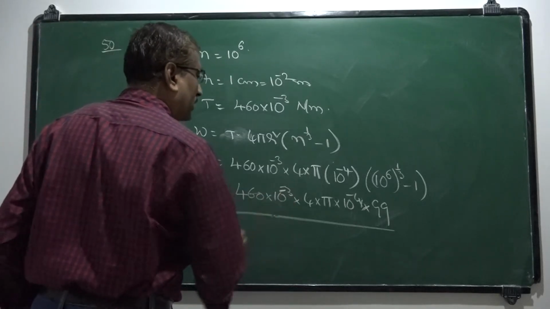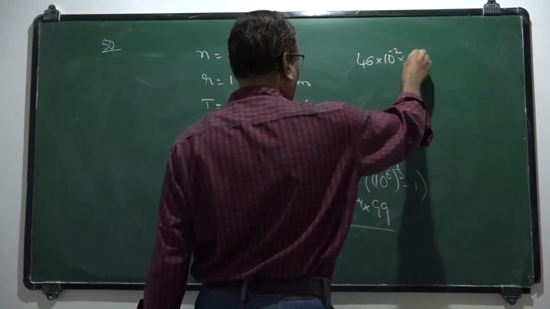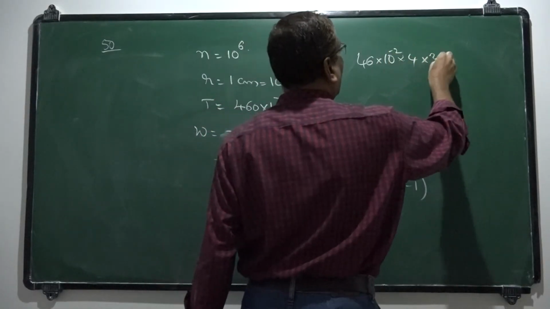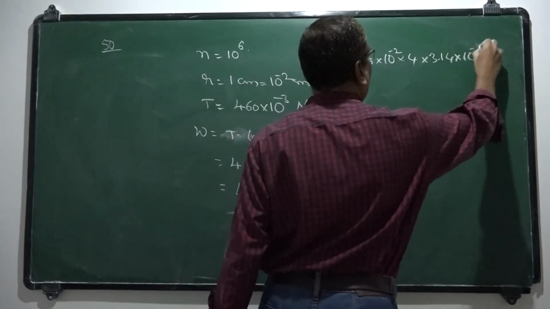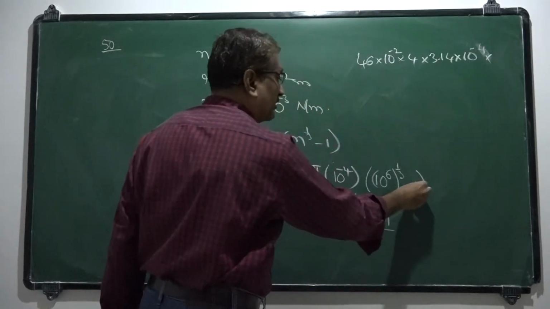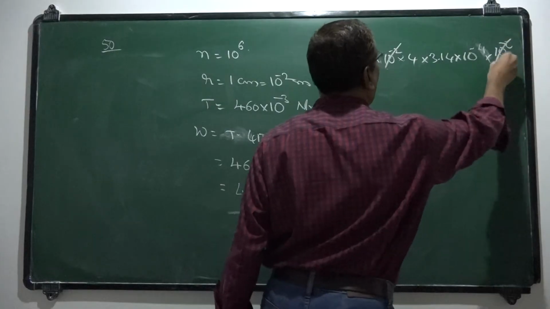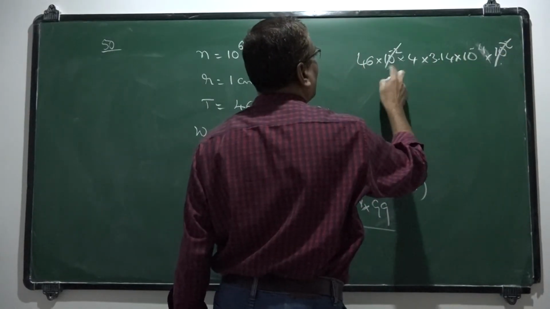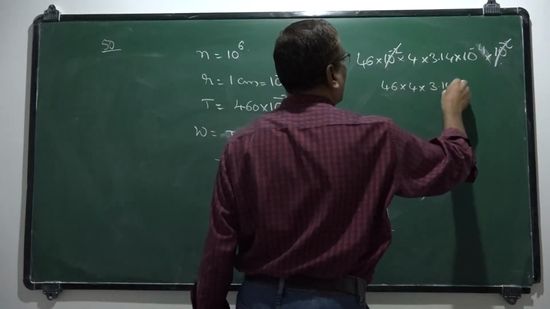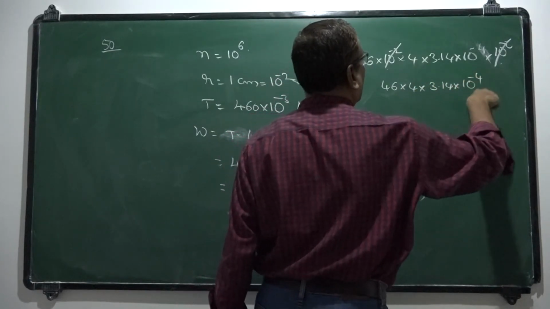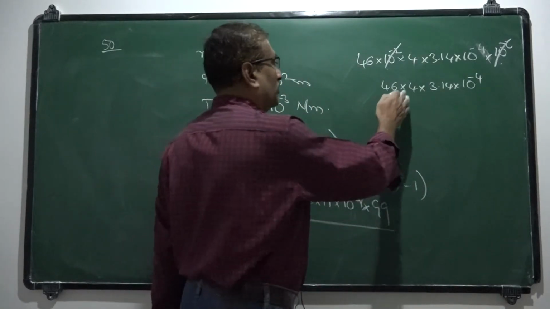So you can cancel out these two also. 46 into 10 power minus 2, 4, 3.14 into 10 power minus 4. If we neglect this 1, this becomes 99, about 10 square. So we may cancel out these two also. So the remaining is 46 into 4 into 3.14 into 10 to the power minus 4. This is approximately 160.